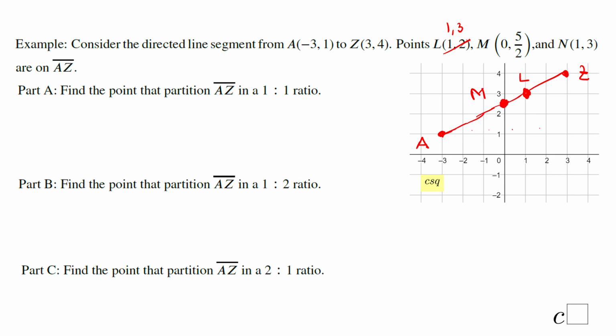So now find the point that partitions AZ in a ratio 1:1. Which one looks as one segment? What points divide the segment AZ? One part away from A and one part away from Z. That will be point M, right? So this one, okay, let me erase. This one is one away from A, one away from Z, one part. That is point M, which, if you remember, is 0 and 5/2.